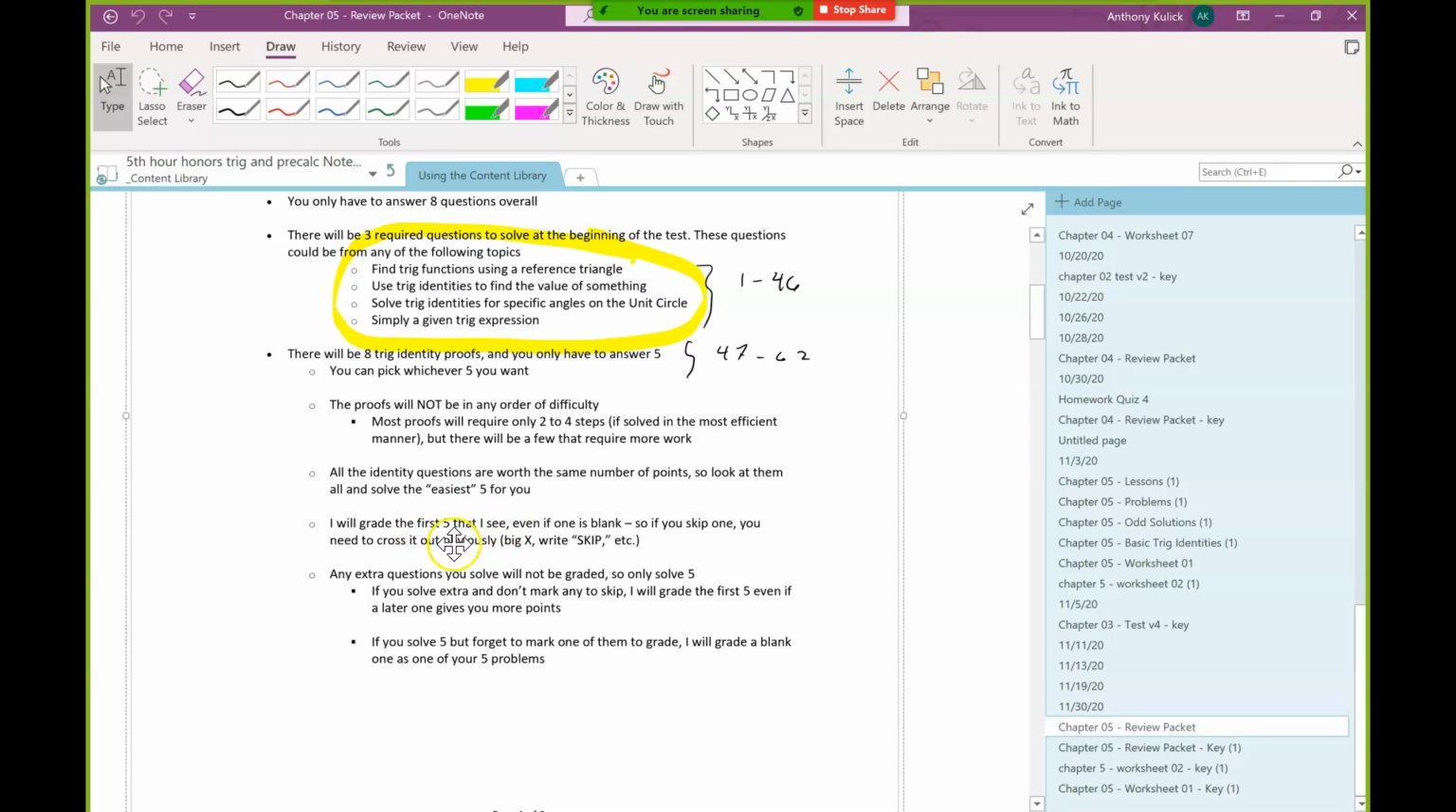And when it comes to me grading, I'm going to grade the first 5 that I see, even if you leave one blank. So if you're going to skip one, you need to put a big X through it, or write not doing this, or write skip or something. Any extra ones aren't going to be graded, so really you only have to do 5. You can work on more than 5 of them, but make sure you put an X through the one or ones that you don't want me to grade, that you're like, nope, my other ones are better than this one. Put an X through it.